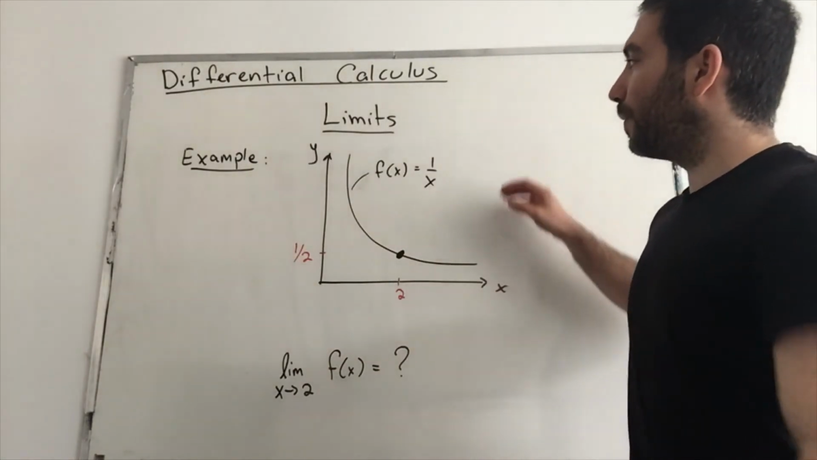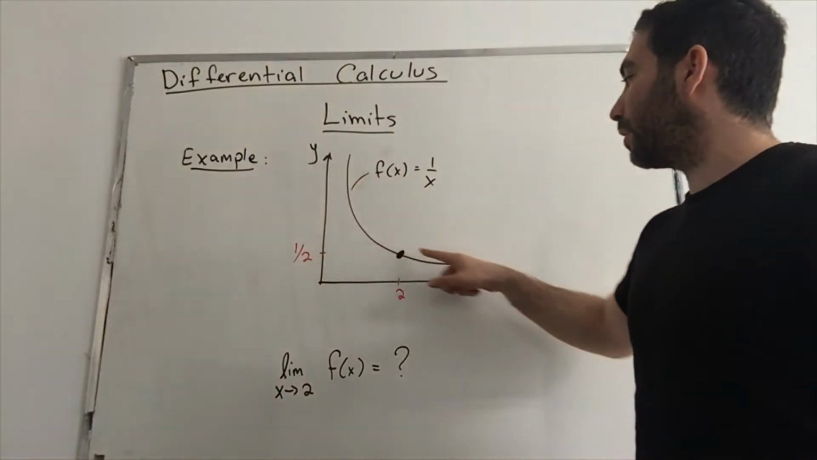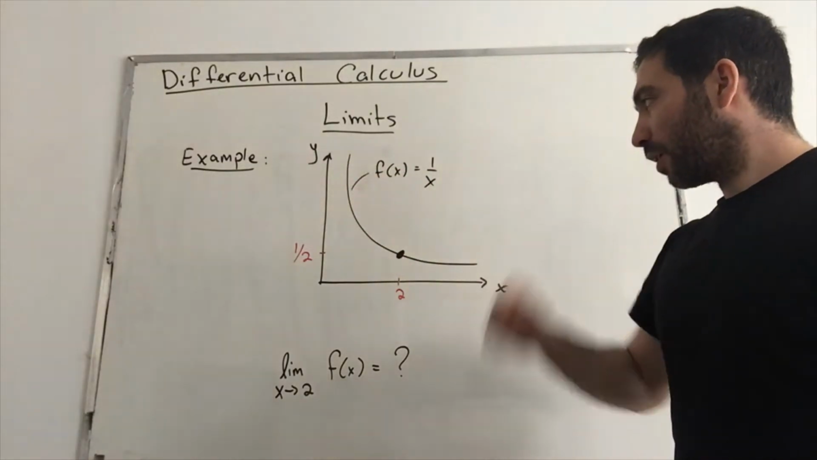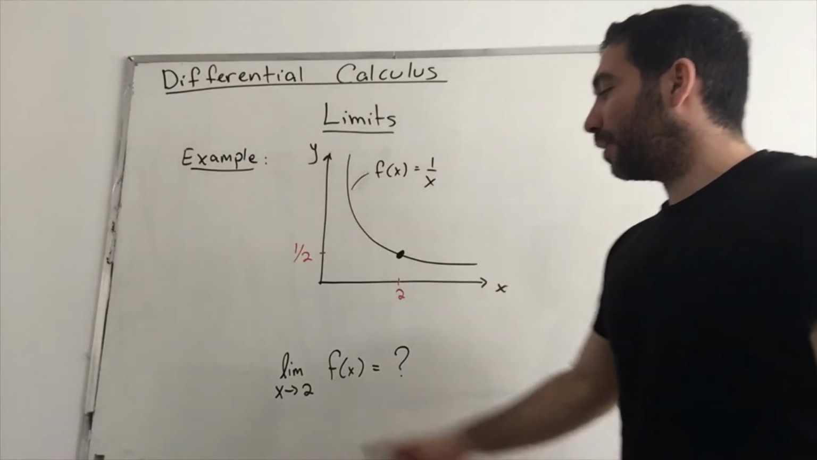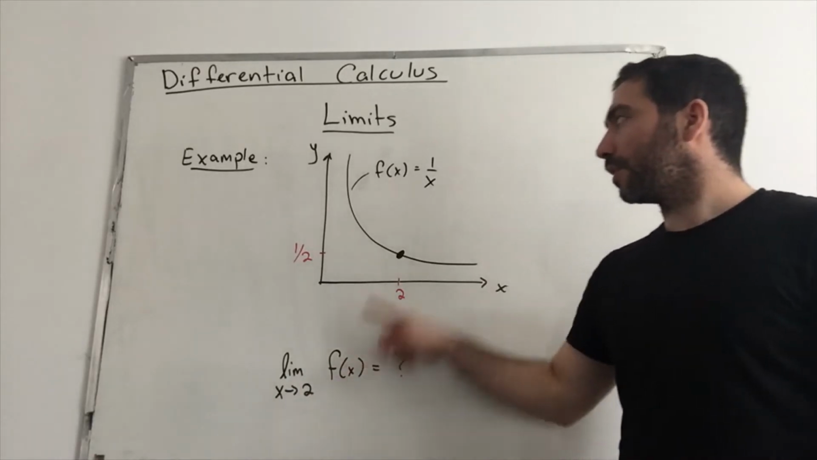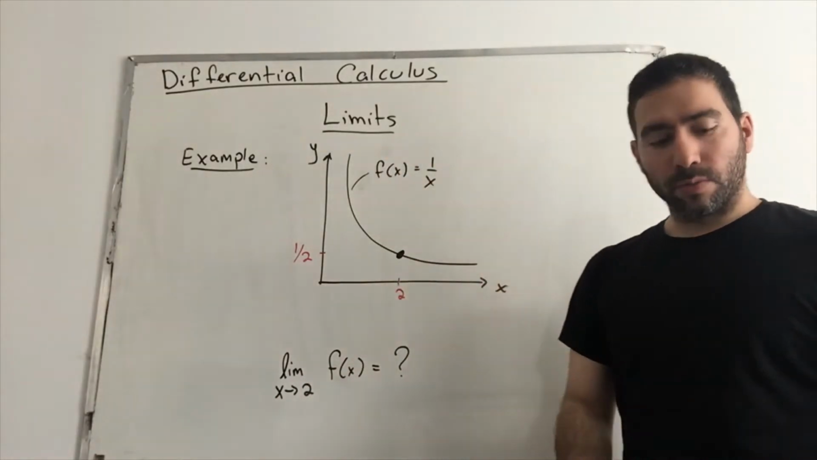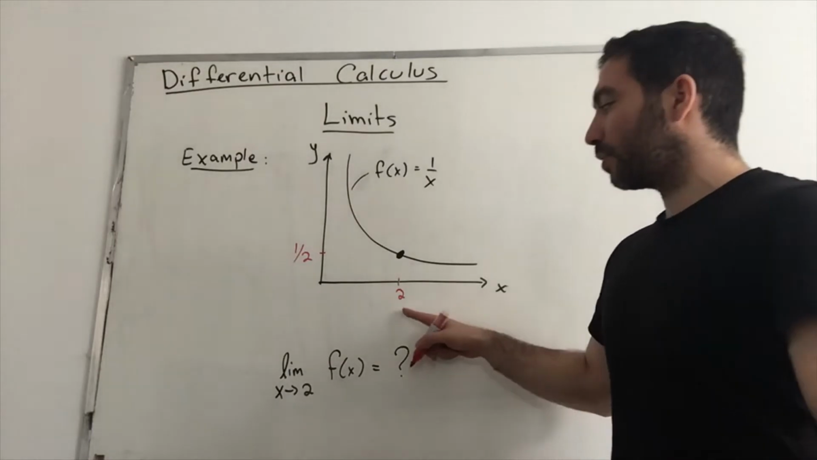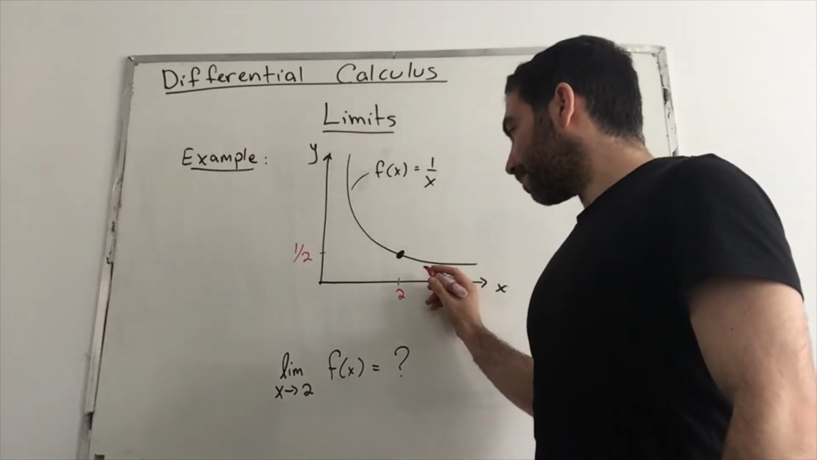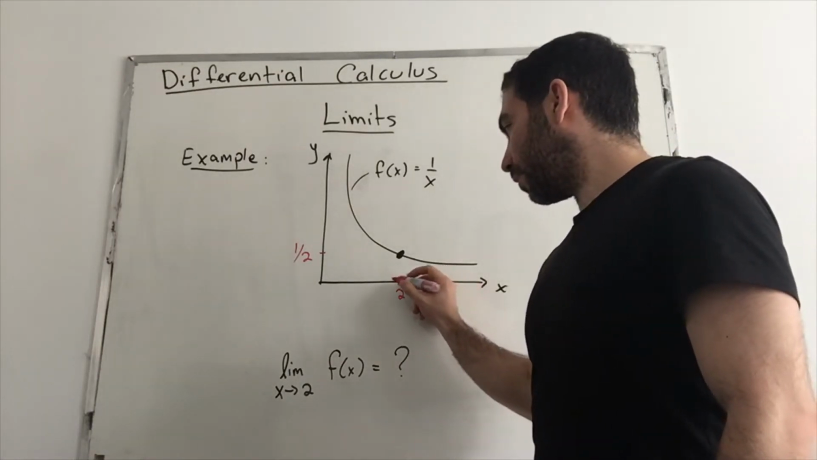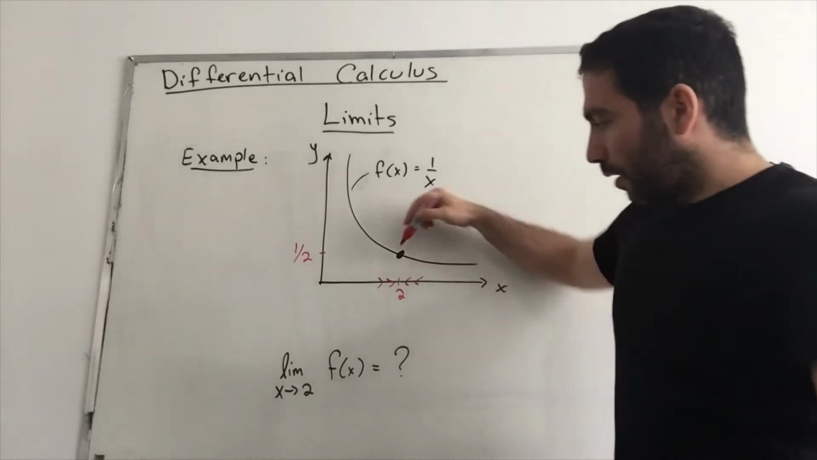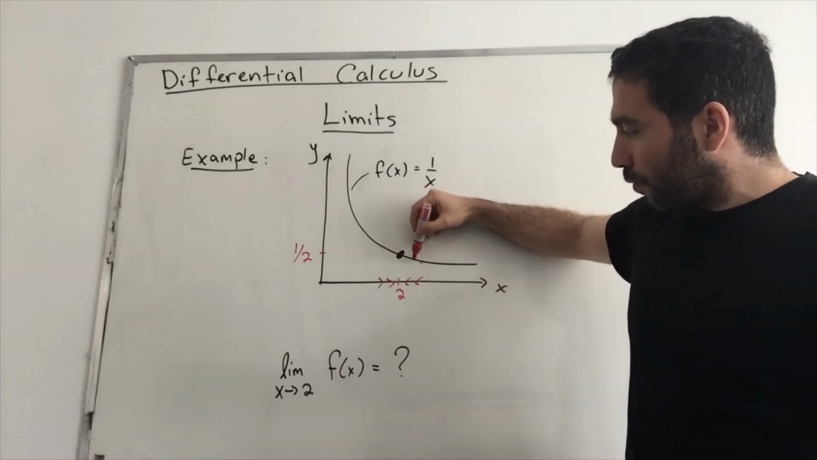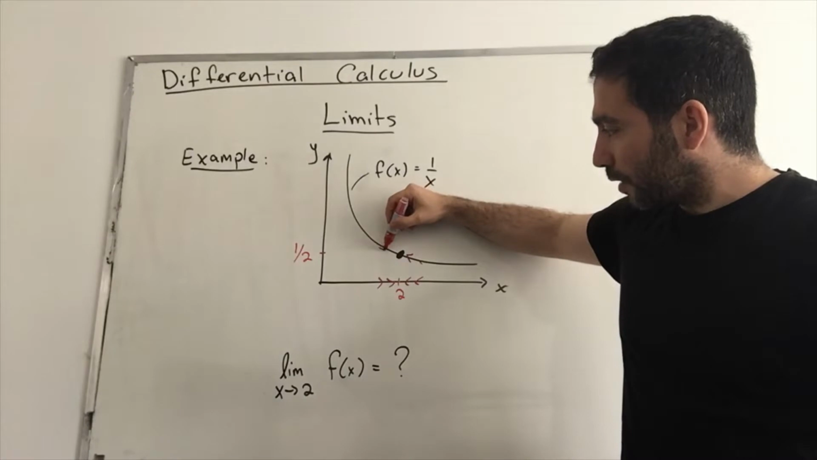So in this example over here, we have the function f of x equals 1 over x. And we're asked to find the limit as x approaches 2 of this function here. So what we're saying is, as we get close to 2, this value on the graph, what's the y value that we're approaching?